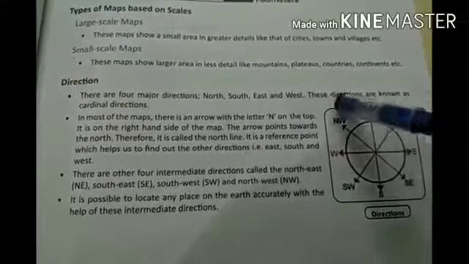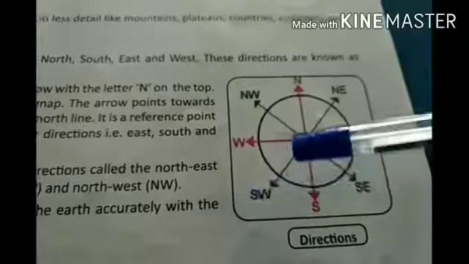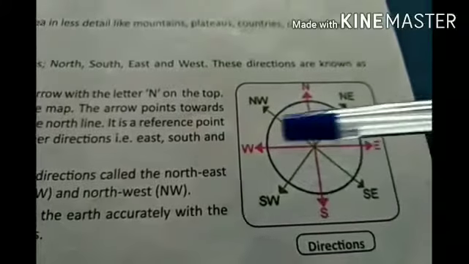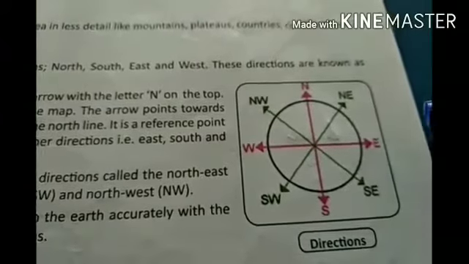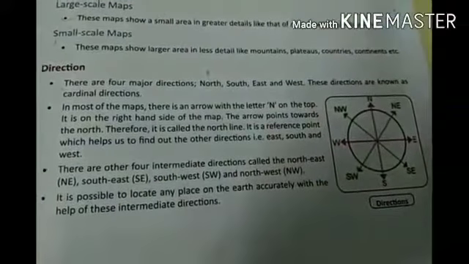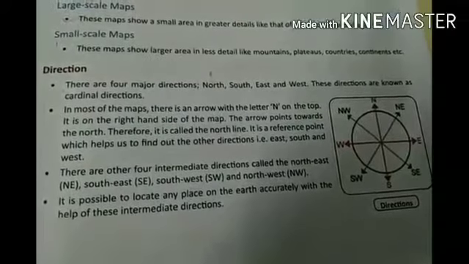So you can see with the help of these directions one can find out the directions of any place, or locate any place through these directions. With the help of these directions one can find out the location of a place. Now children, for identification, direction is very important. If you want to identify anything or place, then for that you should know the directions.